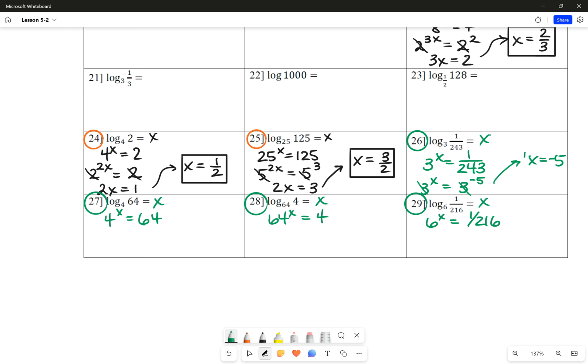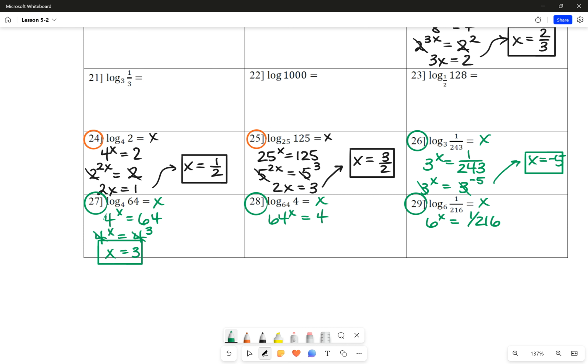So x equals -5 is already isolated. No need to solve for x. 4 and 64? Well, 4 can be rewritten and 64 can be rewritten with a base of 4 or a base of 2. I'm going to rewrite it with a base of 4 so I don't have to worry about changing 4 to the x. 64 is the same value as 4 to the third. And when I cancel the bases that are the same, I set the exponents equal to each other and solve and get x equals 3.